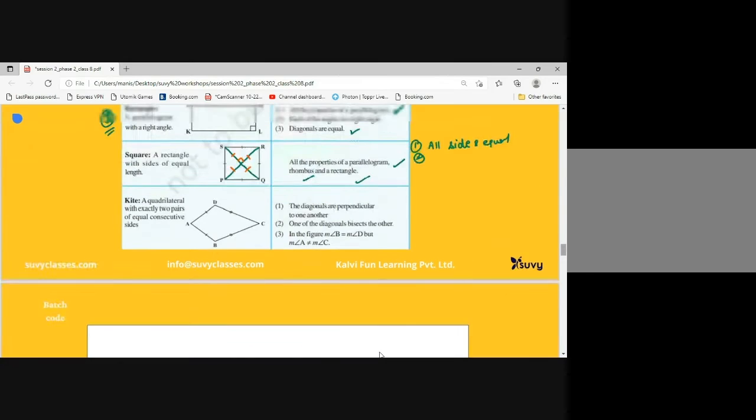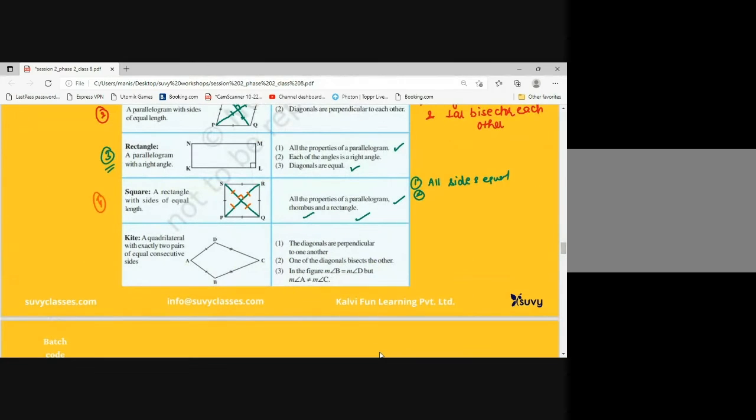Next, one more quadrilateral, the fifth one, is the kite. In a kite, the diagonals are perpendicular to one another. When a diagonal is there, you will see a plus sign over there, so they are perpendicular. One more important point: one of the diagonals bisects the other. So AC bisects BD, but AC will not be bisected. Only one diagonal will be divided into two parts.